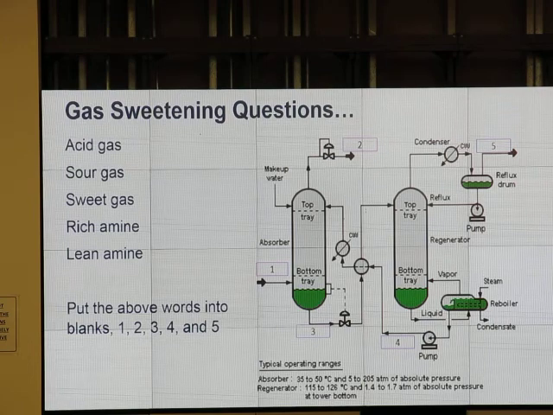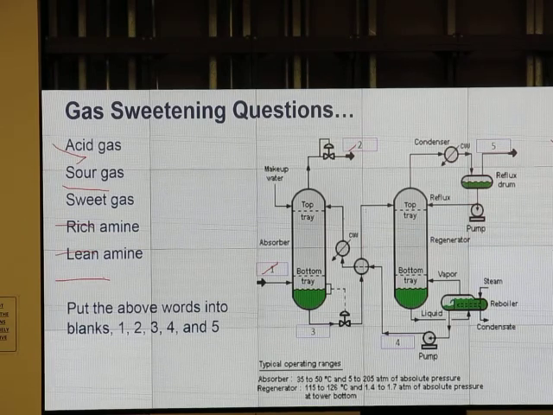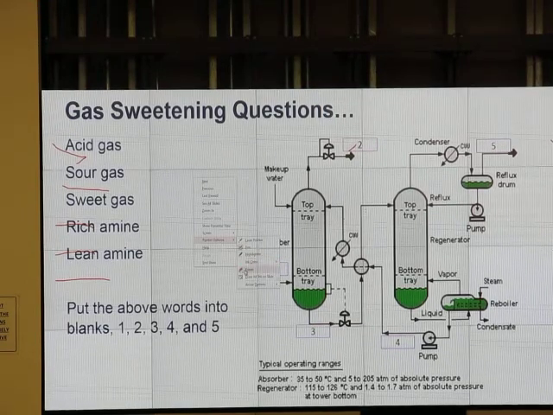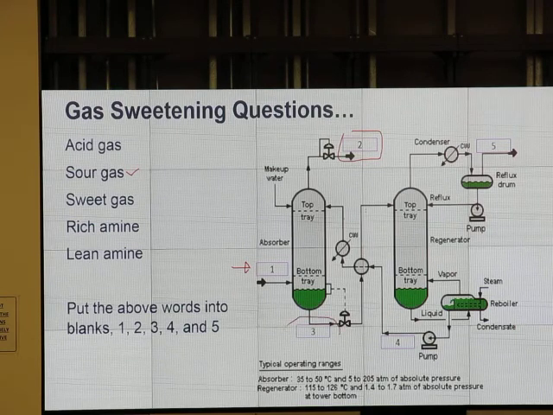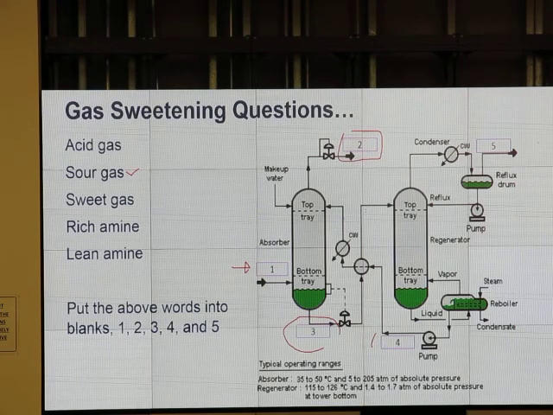Okay. Now I replace it with 1, 2, 3, 4, 5. You know how to do it? Put all these numbers in. Afshin, can you do it? What's number 1? Number 1 is what? Correct. Number 2? Sweet gas. Number 3? Rich amine. Number 4? Lean amine. Number 5? Acid gas.